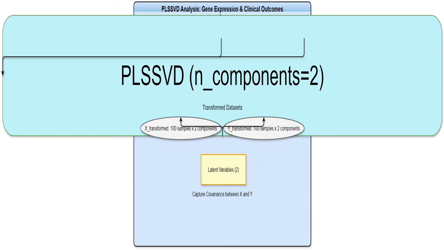I'm using partial least squares singular value decomposition, PLSSVD, a dimensionality reduction technique, to analyze the relationship between X and Y. The n_components=2 part tells the algorithm I only want 2 new variables that capture the main relationship between gene expression and clinical outcomes. I'm essentially making the data simpler to understand.